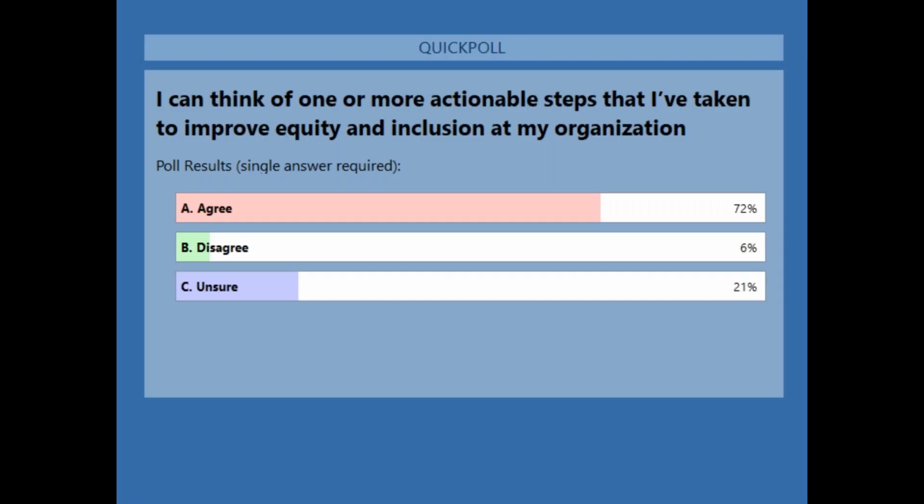All right, you can see what I'm seeing. So this is wonderful. We have almost 75% of you who have said agree to this. That's great. Some have said disagree, and some have said unsure. So there's no right or wrong answer to this. We'll have a few poll questions later in the slides as well.